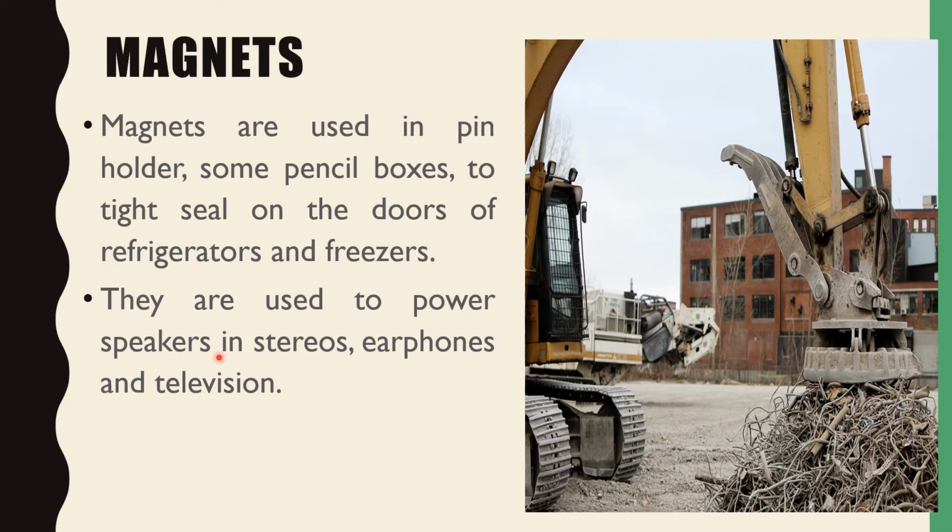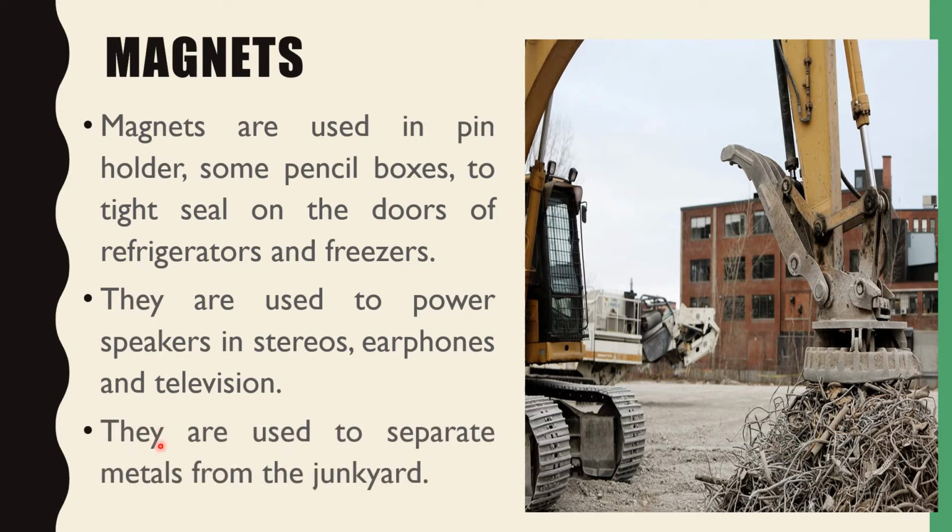Now, in junkyards, if we observe, there are so many metals. To separate those metals, magnets are used. So the magnets are used to separate metals from the junkyard. You can see here in this picture, these all are metals and this is magnet. In this magnet, all the metals get attracted, and with the help of this magnet, we separate all the metals from the junkyard.